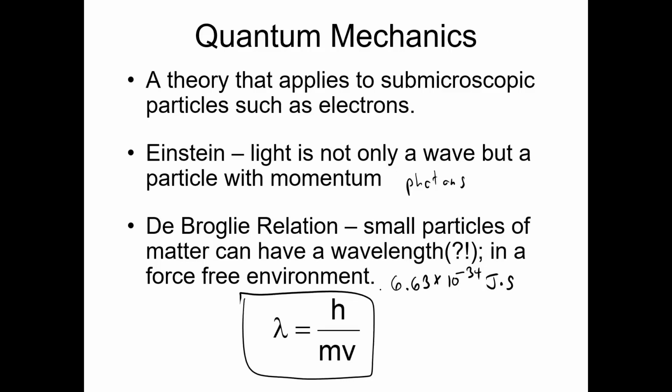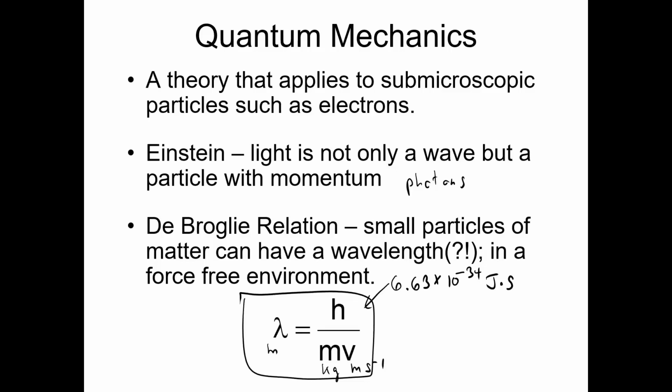But if we're going to use that in this equation, and the mass is going to be here in kilograms, and the velocity is going to be in meters per second, then the units don't cancel, because we need our units to be in meters, of course, to have a legitimate wavelength. Which, if you remember, joules is actually a derived unit. Okay, it's not an SI unit.